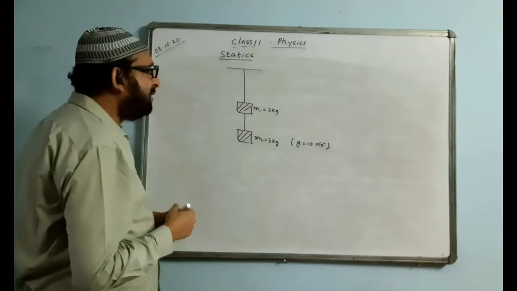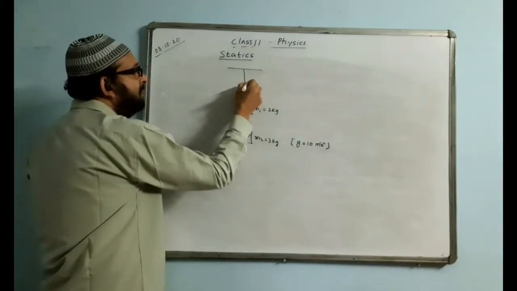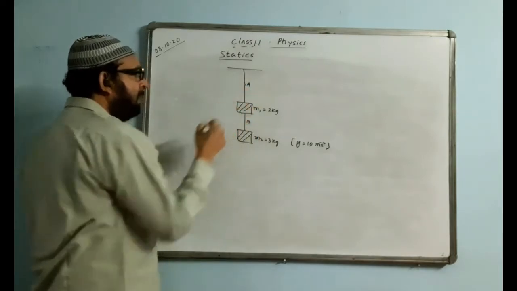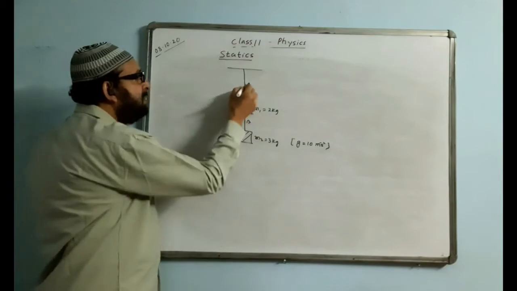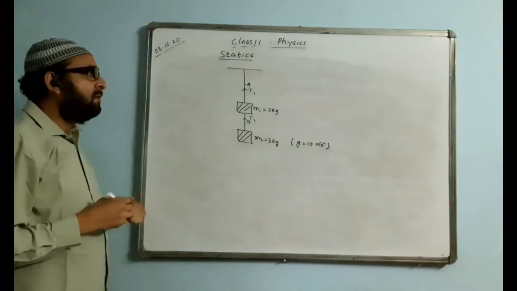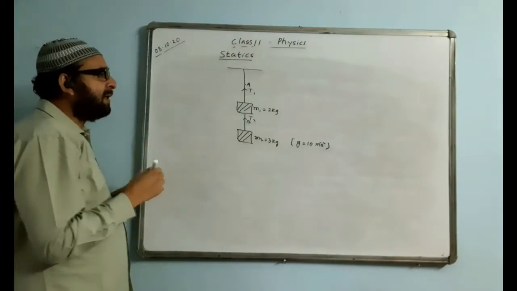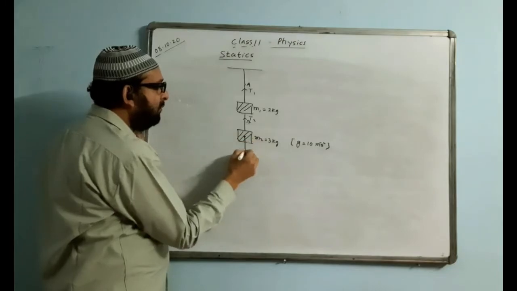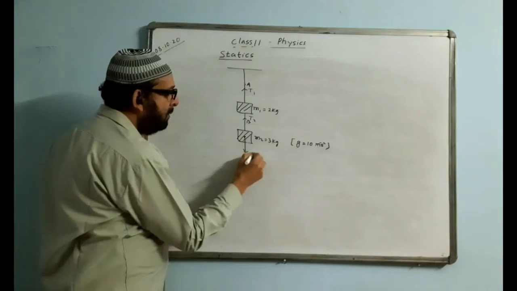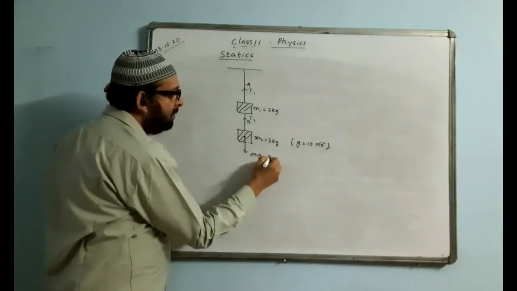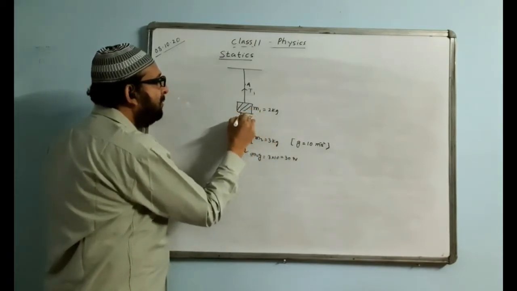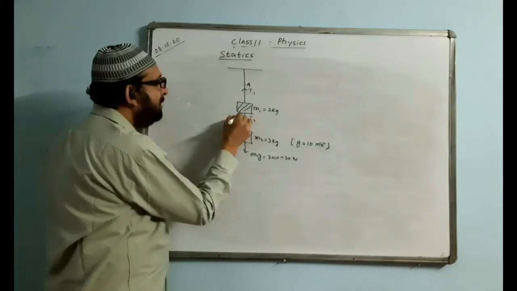The question is asking, find the tension in string A and string B. First we mark the tension. This tension we mark as T1, and here the tension as T2. Since it is in equilibrium, we'll see what force is acting here. The force acting will be M2 g, that means 3 into 10, 30 Newton, acting here. The weight of this block also acts over here, 2 into g, that means 20 Newton.